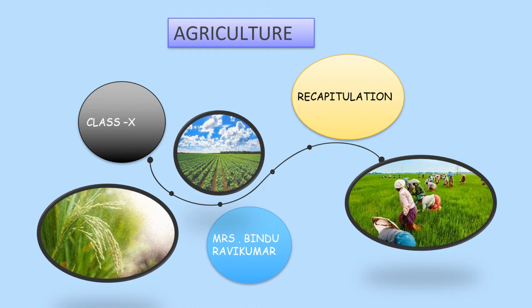Today we are going to concentrate on the chapter Agriculture. In this chapter we are going to concentrate on the different types of farming, the crop patterns, major crops that are grown in India, and also the technological and institutional reforms set up by our government to help the agriculture sector. So, shall we begin this chapter?